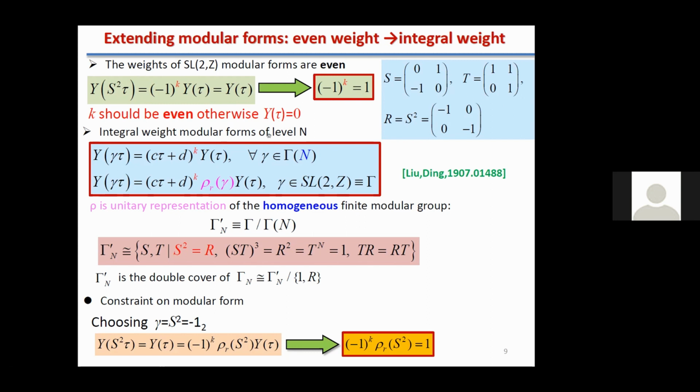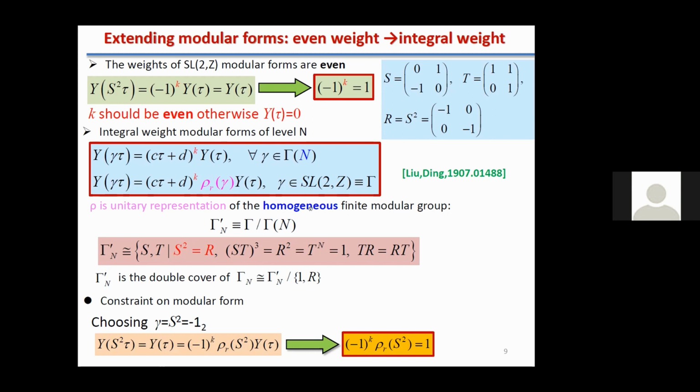But here, in the modular invariant approach, we consider the modular forms of level N, not modular forms of SL(2,Z). So for modular forms of level N, the odd weight modular forms can exist because S squared does not belong to Γ(N) except N equal to 2. So if N is not 2, odd weight modular forms must exist. And similarly, because the modular forms form a ring, all the integral weight modular forms can be generated from the lowest weight 1 modular forms. So we generally discuss integral weight modular forms, and all of them can be organized into irreducible representations of the homogeneous finite modular group.